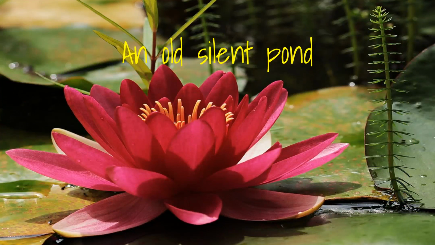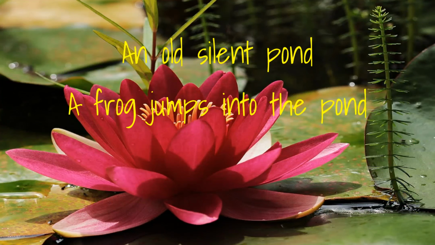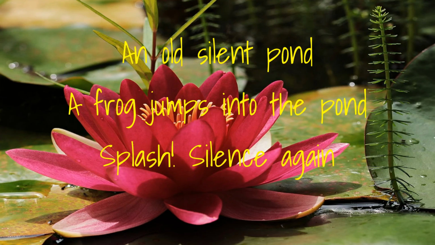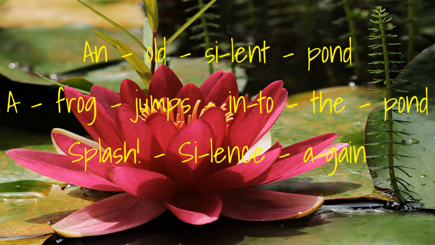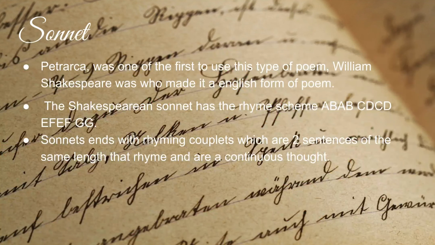An old silent pond. A frog jumps into the pond. Splash, silence again. Now let's break this down into the syllables. An old silent pond is 5 syllables, and that's the first line. A frog jumps into the pond is 7 syllables, and splash, silence again, is 5 syllables.